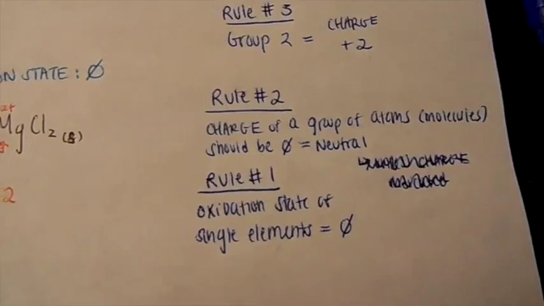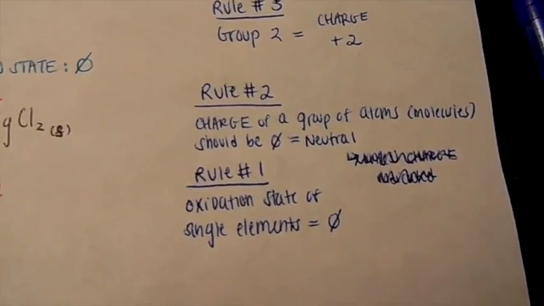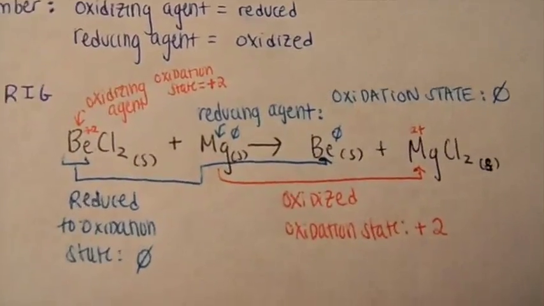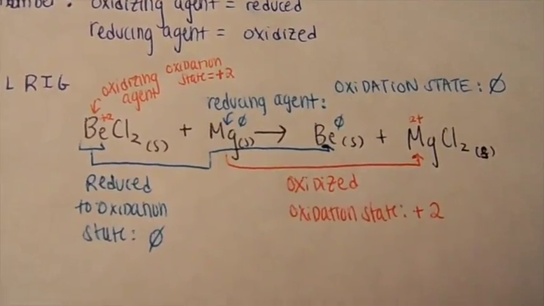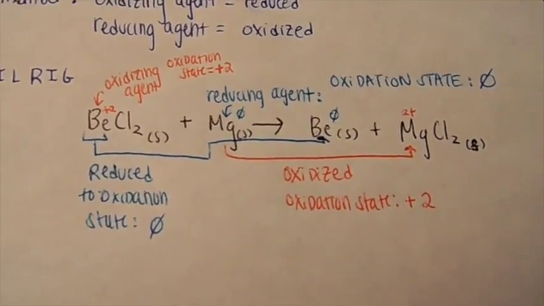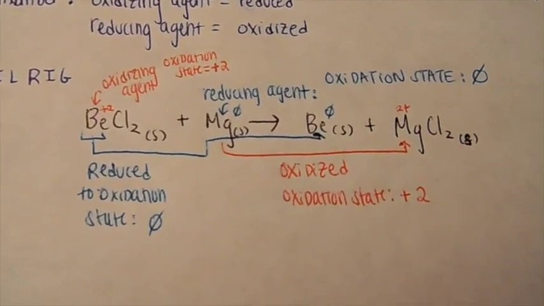Also, something handy to keep in mind is that rule number 2 states that the charge of a group of atoms, molecules, should be neutral. And so you know that in the end all of your molecules are neutral, and that this reaction right here is the final reaction to question A.